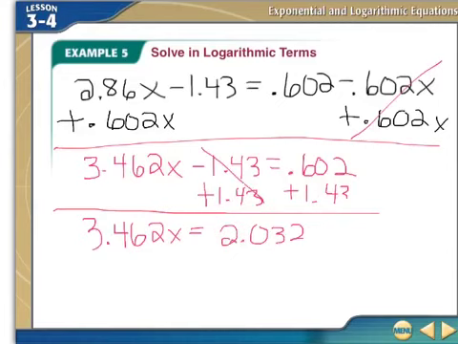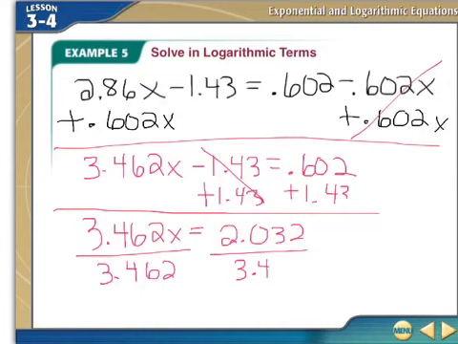Those cancel out. And I need to finish solving for x, and I'm going to divide both sides by 3.462. Division undoes that multiplication. We are multiplying the x and the 3.462. So those will cancel out, and I'm left with x equals, to the nearest hundredth, 0.59.